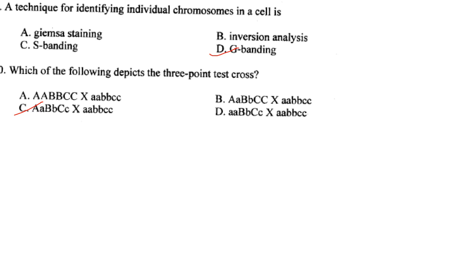Which of the following depicts the 3-point test cross? A 3-point test cross is used to determine the loci of 3 genes in an organism's genome. An individual heterozygous for 3 mutations is crossed with a homozygous recessive individual and the phenotypes of the progeny are scored. So it should be a heterozygous individual crossed with a homozygous recessive. So out of these, option C is the correct answer. You have the heterozygous individual crossed to a homozygous recessive. So that will depict a 3-point test cross. So that's it.